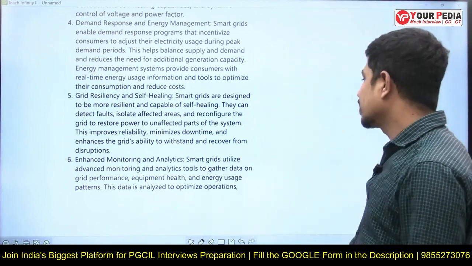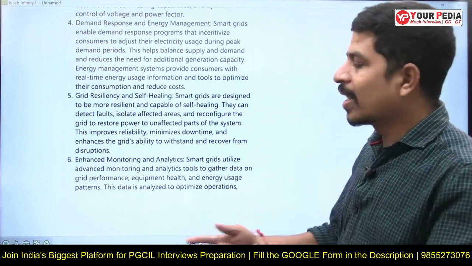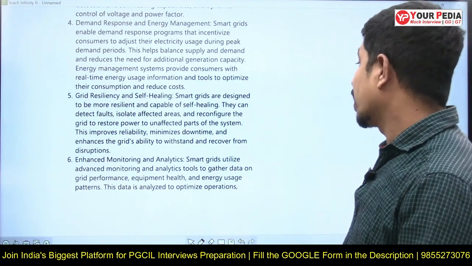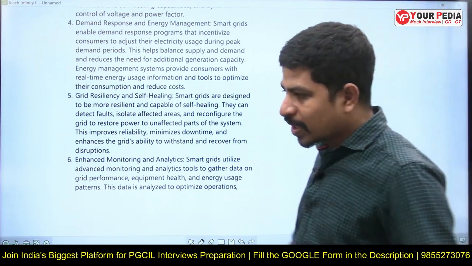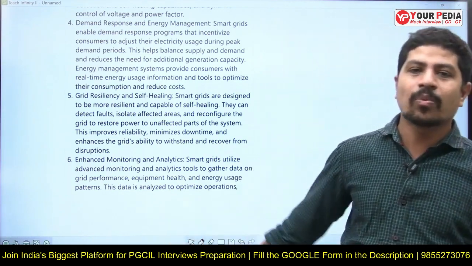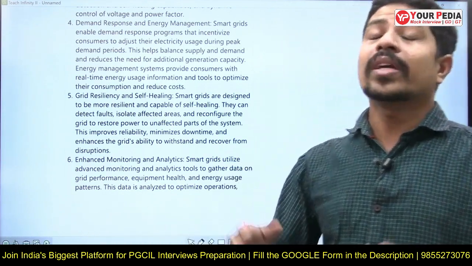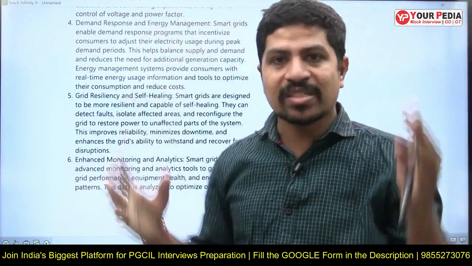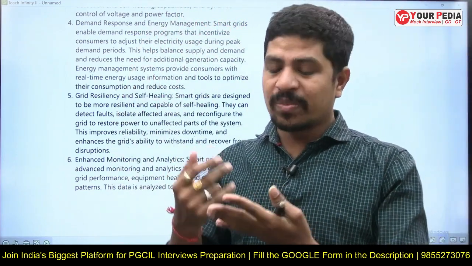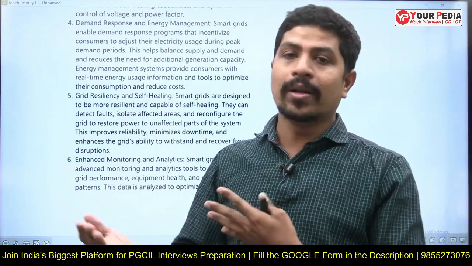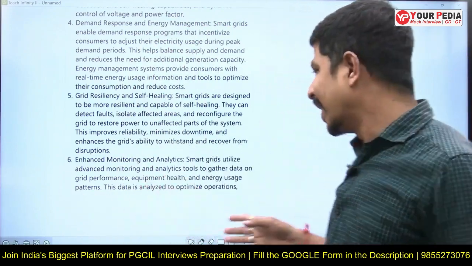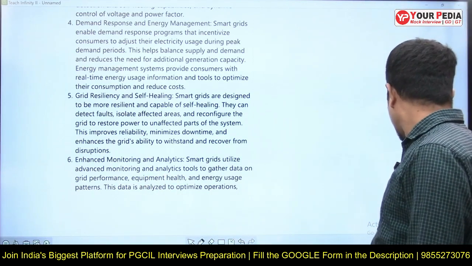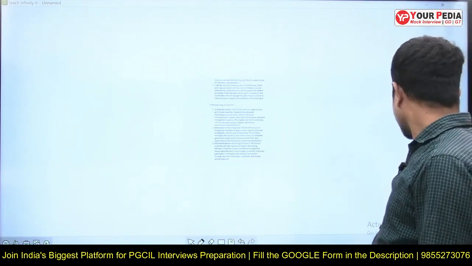Enhanced monitoring and analytics. Smart grids utilize advanced monitoring and analytic tools to gather data on grid performance. I can say the sixth point is load flow related. It monitors the entire year-wise data, so how much the load demand will be next time, whether it will be high or low. All that analytics will be obtained and the performance will be optimized.